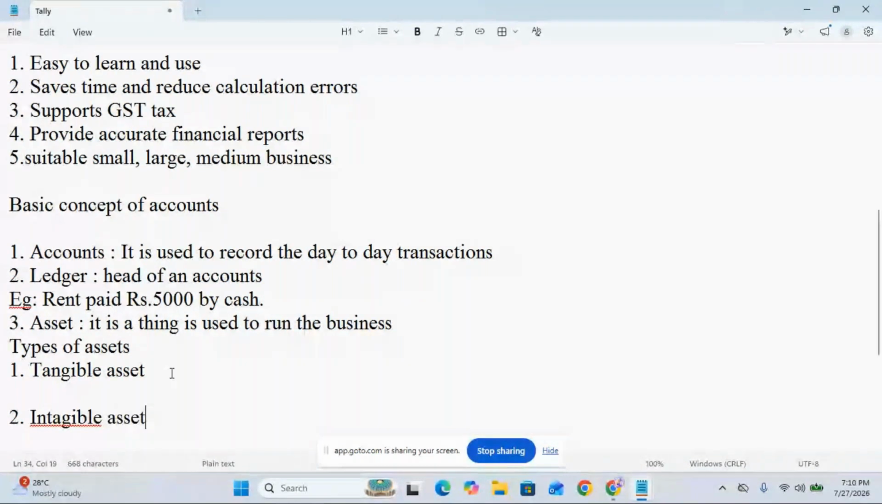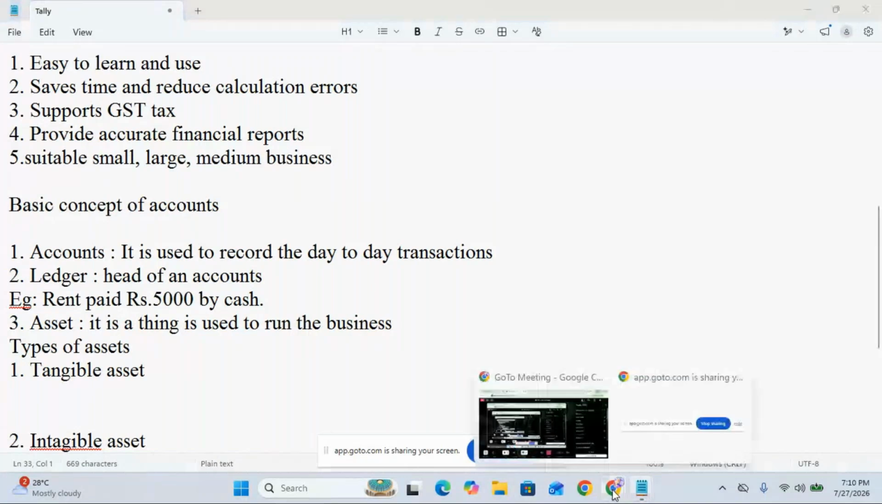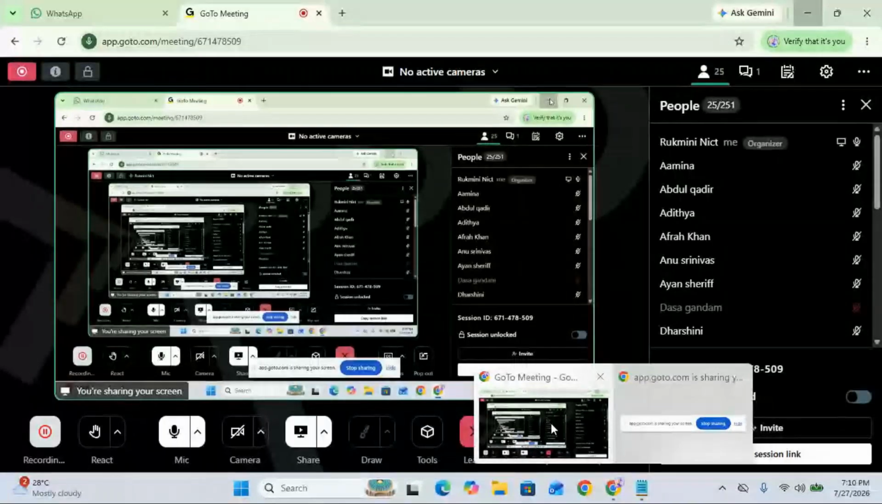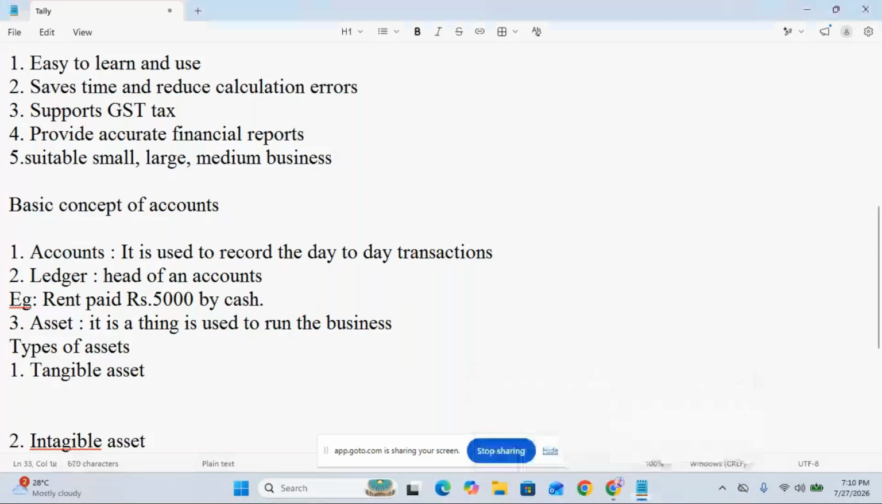So what is meant by tangible asset? Tangible assets are assets that have a physical form. There are also intangible assets, which don't have any physical appearance.